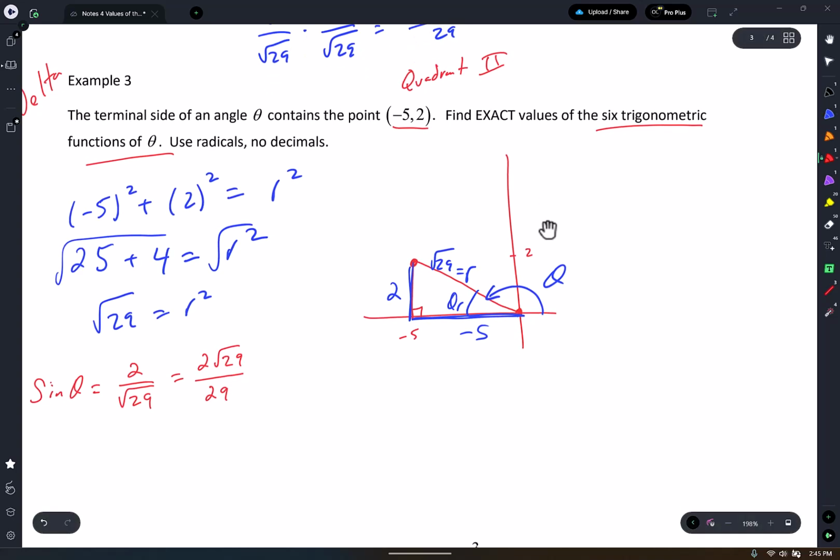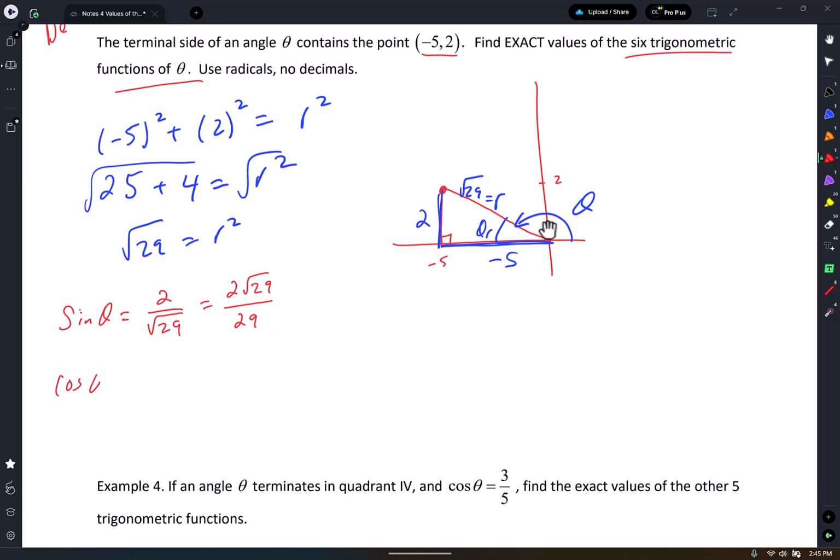All right, here we go. Cosine. Cosine of that angle is adjacent, negative 5 over square root of 29. They're going to want you to rationalize it. You can leave it like that if I don't ask you to rationalize. Equals negative 5 square root of 29 over 29. We're still okay, guys? Right.